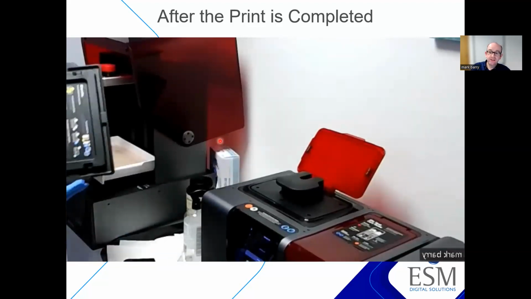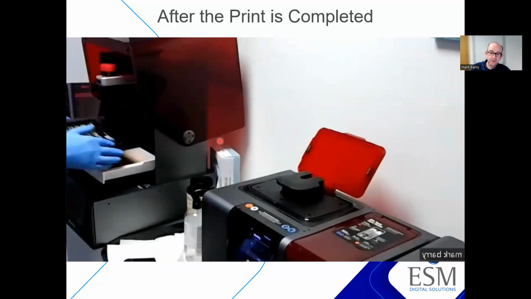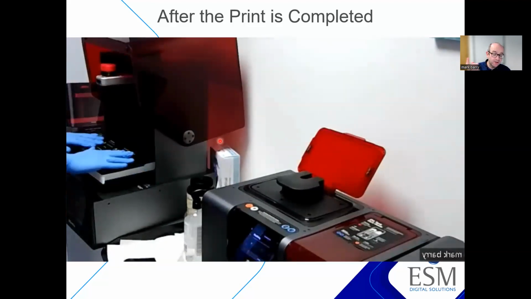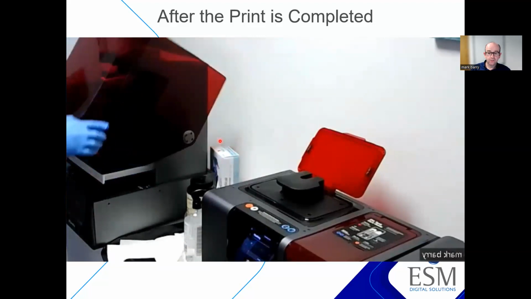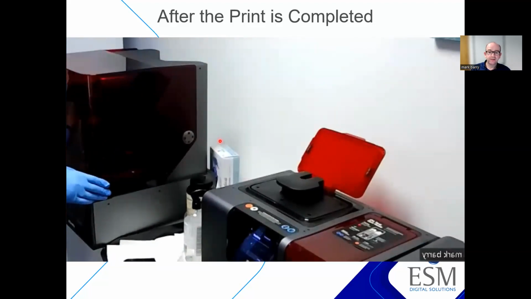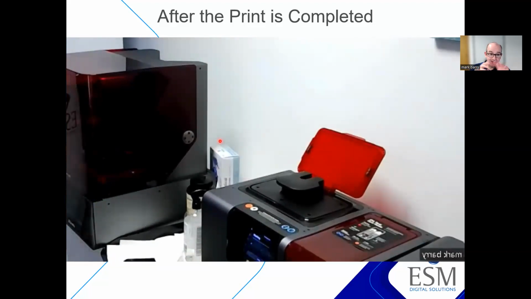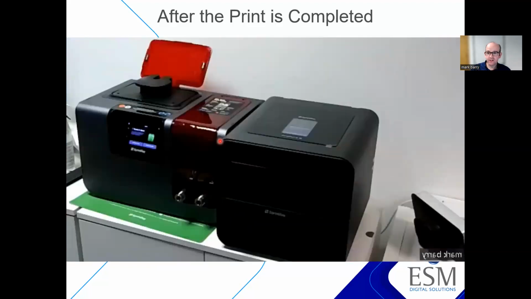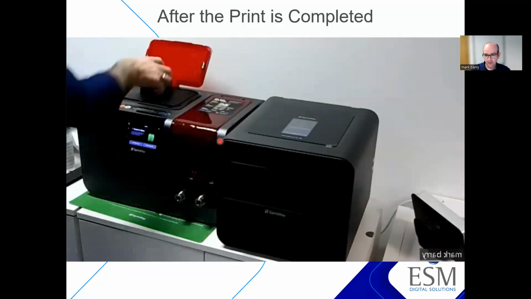So I'm finished printing for today. I'm going to take my black cover and put it back over the tank. If I was going to do another print, of course, I can leave that off. Or if I knew I was going to do a print soon, I could leave that cover off. That red plastic covering is sufficient to block out ambient light. We don't want to position the printer beside direct sunlight by any means.